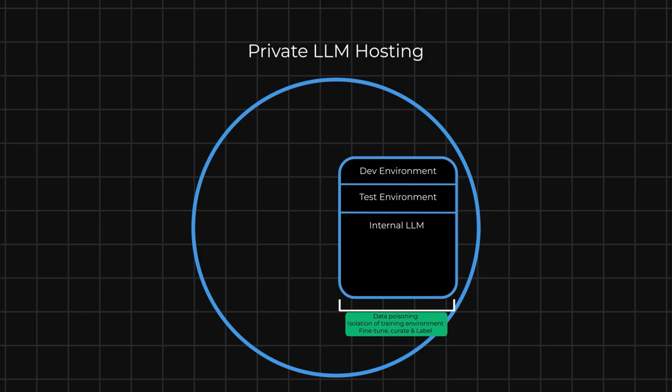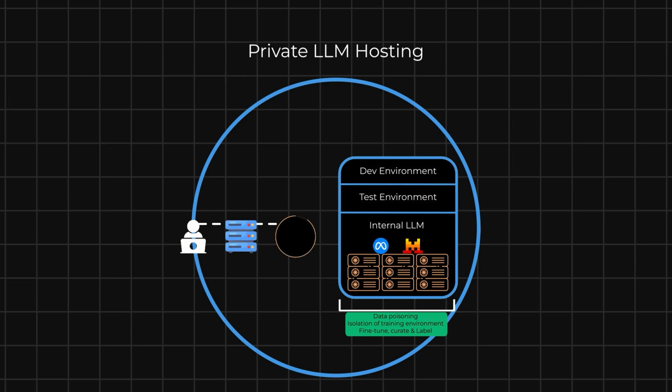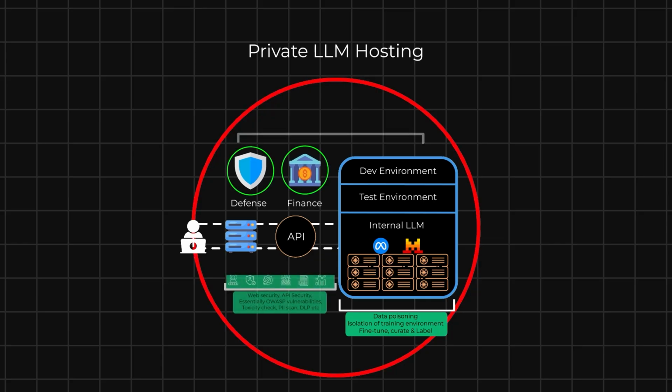Organizations typically use open-source models such as Llama 3 or Mistral on internal GPU clusters and then expose them through internal APIs or interface gateways. This method is more common in highly regulated industries such as defense and finance. And because these industries are highly regulated, security becomes one of the most important aspects for them.